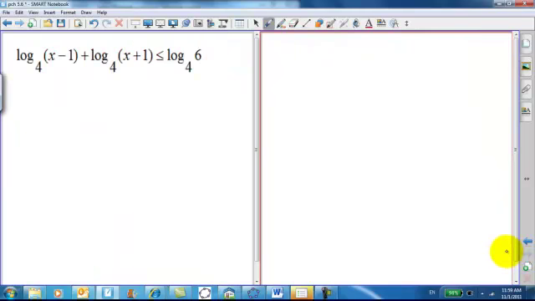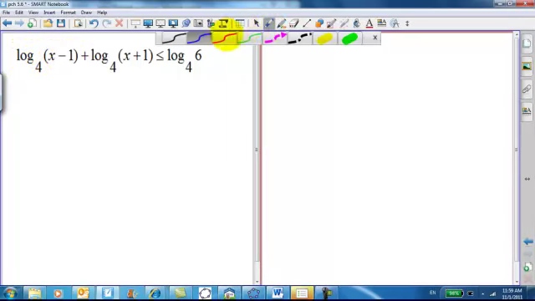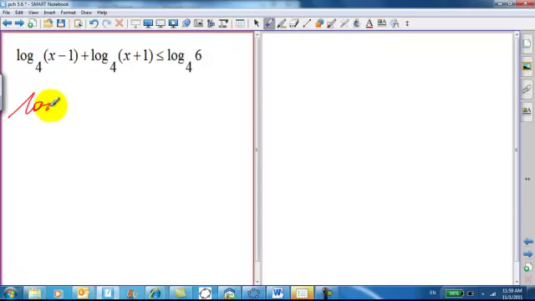Now let's look at this one, log base 4 of x. It's similar. Again, don't divide through by log base 4. It is not a number. It's not multiplying by log base 4. It is log base 4 of x minus 1. So we start with the log base 4 of (x - 1)(x + 1) is less than or equal to log base 4 of 6.